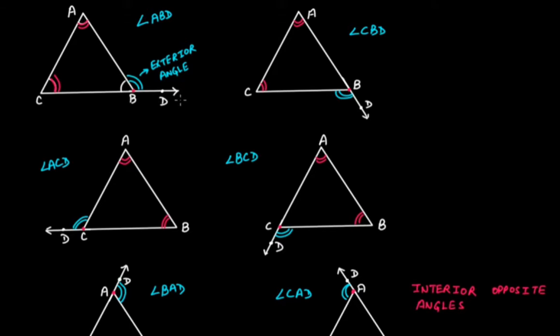Okay, now interior opposite angles are also called remote interior angles. Okay, either you call them interior opposite angles or remote interior angles. Both these two names are same. So this was about exterior angle. Now let's discuss one very interesting property of exterior angle.